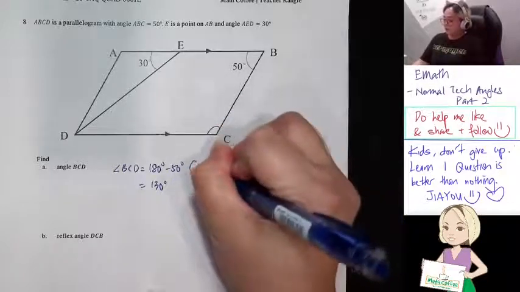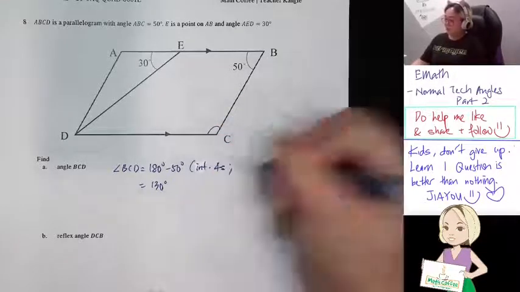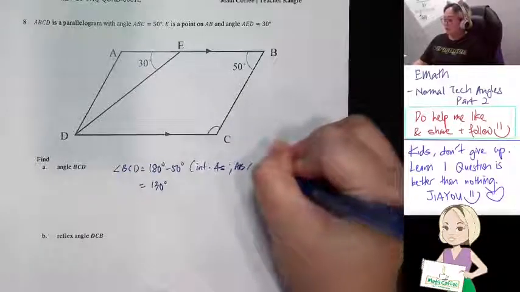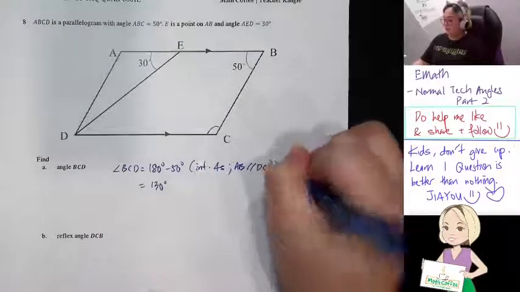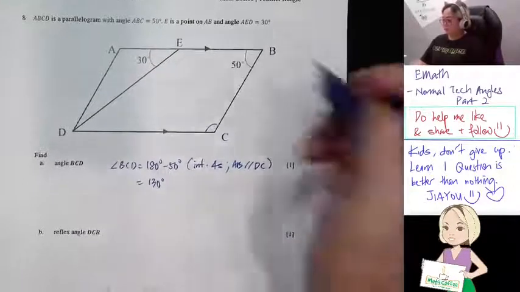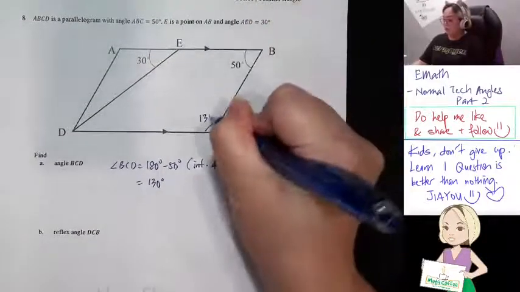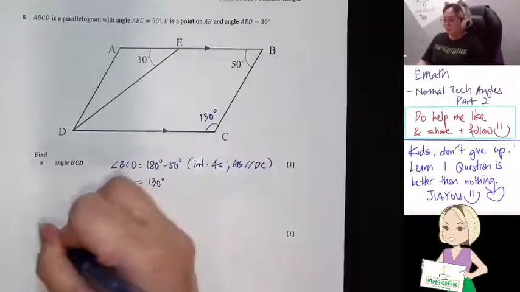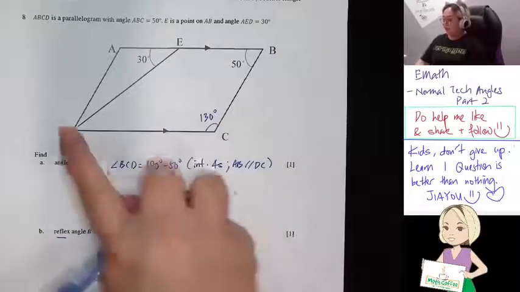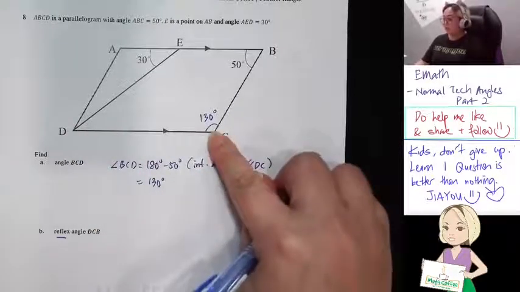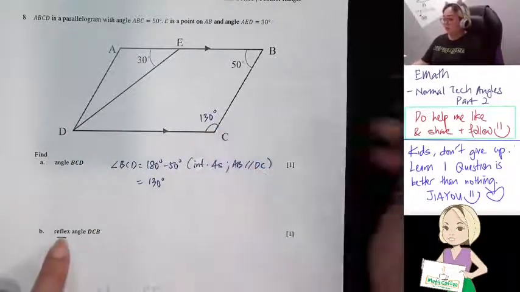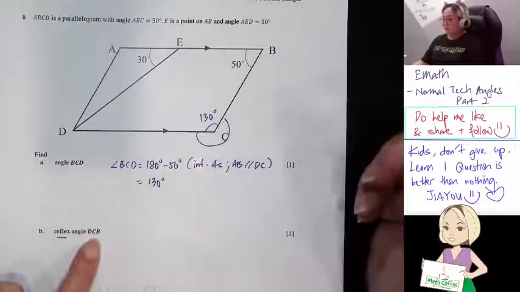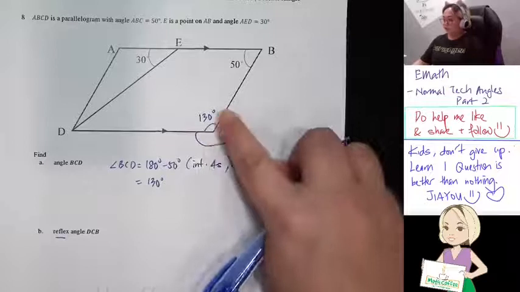Okay, interior angles. So the parallel line is AB parallel with DC. Update the diagram, 130 degrees. Next, they want to find reflex angle DCB. So DCB means 130, right? But because of the word reflex, that means they want the big one outside. So to find reflex angle DCB, I just need to take 360 minus this.